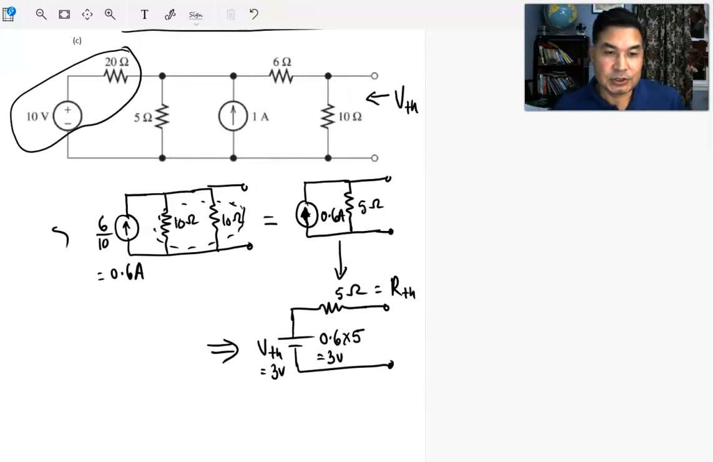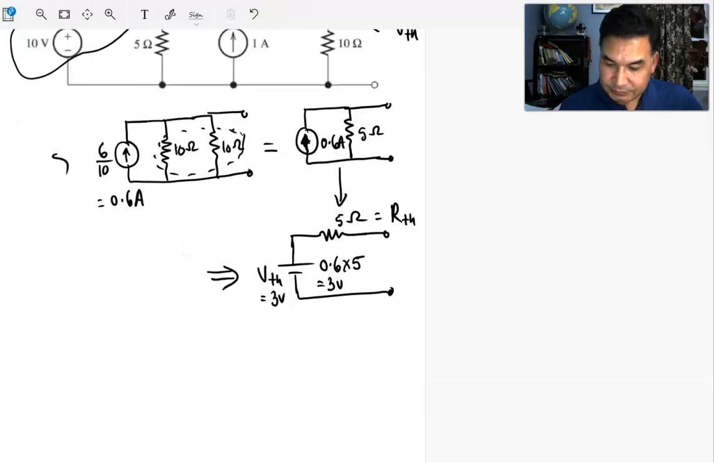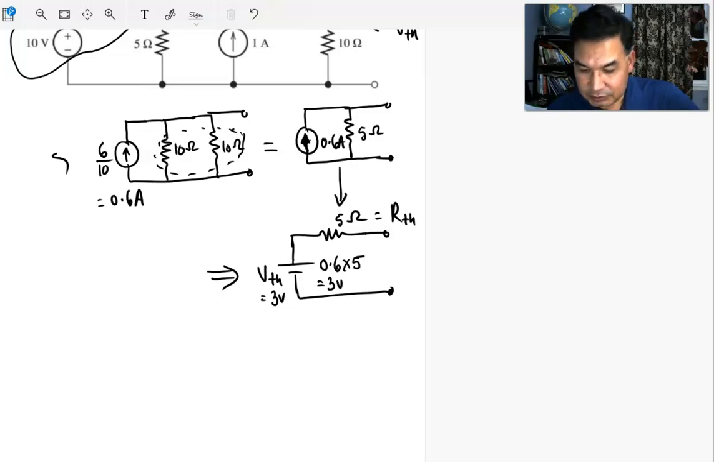So the technique is, if you have a circuit like that, just keep doing the source conversion until you get a single voltage source and a single resistor in series, and that resistor is going to be your Thevenin's resistance, and that single voltage source is going to be your Thevenin's voltage. That's it.